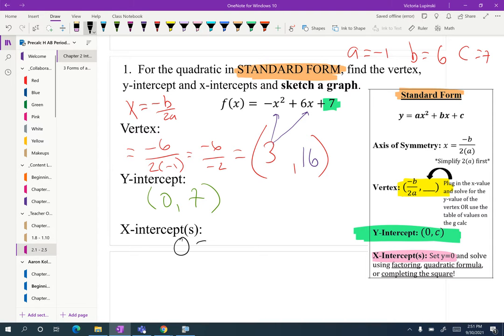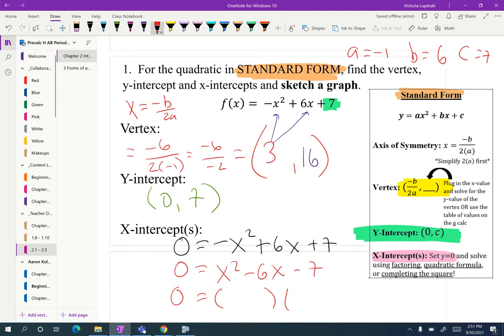In this case, if I go ahead and set this equal to 0, the fact that there is a negative out front, I don't really like that. That tends to make things harder in terms of factoring. So I can go ahead and divide everything by a negative 1. When I do that, factors of negative 7 that add up to be negative 6 are minus 7 and plus 1.